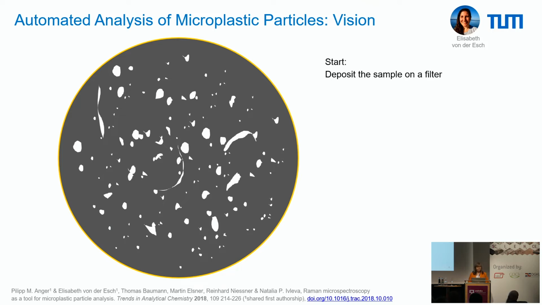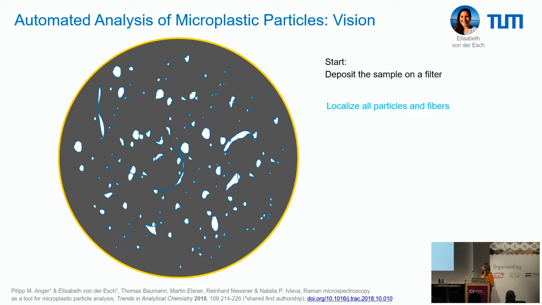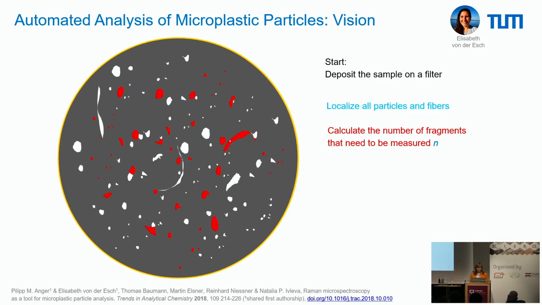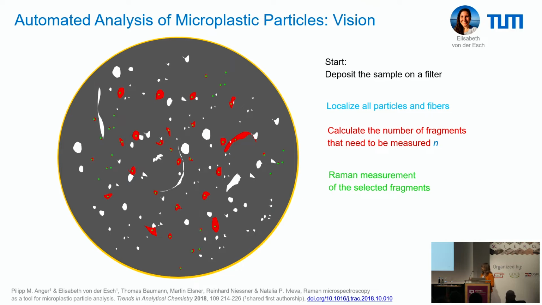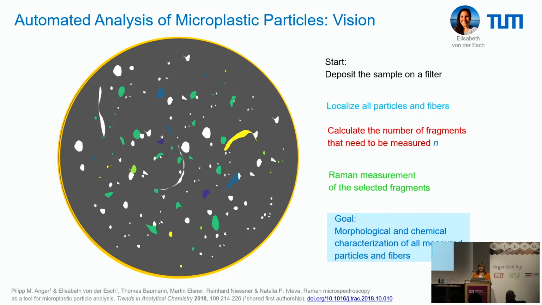So for a couple of years, we started with the vision. It was Elisabeth von der Esch who applied this method. We start with the vision of how we want to analyze the particles. We wanted to deposit all particles and fibers on the filter, then localize these particles to have information on how many particles in total we have on the filter, then choose the number of particles and number of fibers to be analyzed, then perform Raman analysis, and in this case, combine morphological and chemical information.